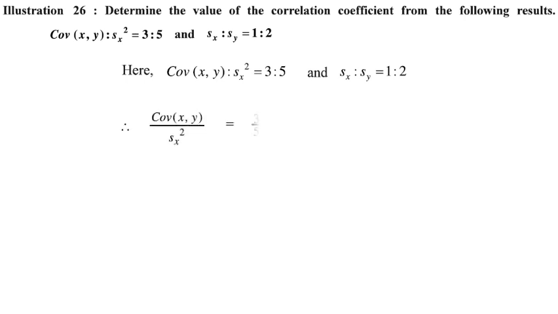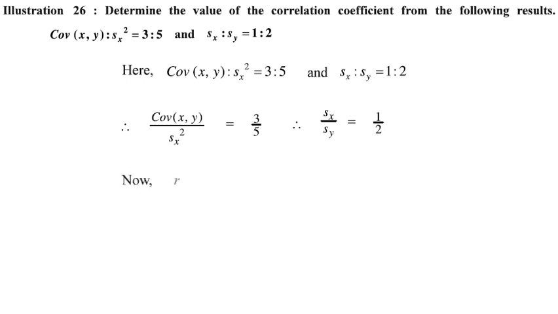Starting with illustration 26, we have to calculate the value of the correlation coefficient from the given values. In the question, covariance xy upon sx square is equal to 3 is to 5, and sx is to sy is equal to 1 is to 2. These two values are given. So we can write it like this: covariance xy upon sx square is equal to 3 upon 5, and sx upon sy is equal to 1 upon 2.